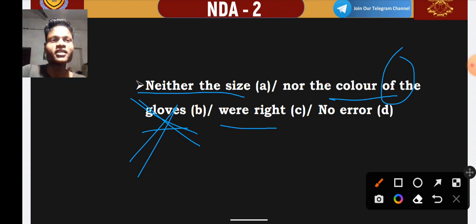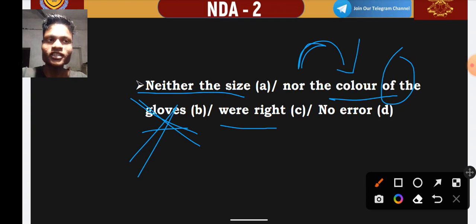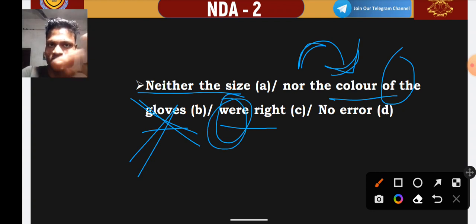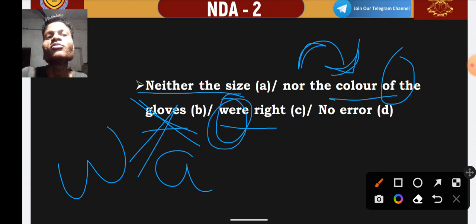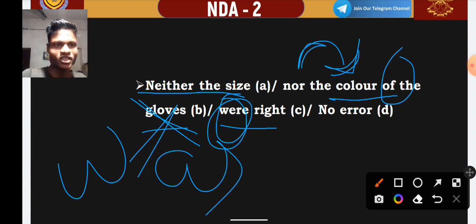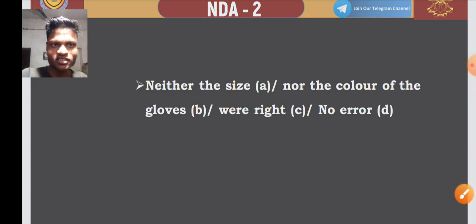Then the color, after nor, the nearest subject, the color is the subject of this sentence. According to the color, were is wrongly used. So you have to correct it by replacing it with was. Got it? Okay.